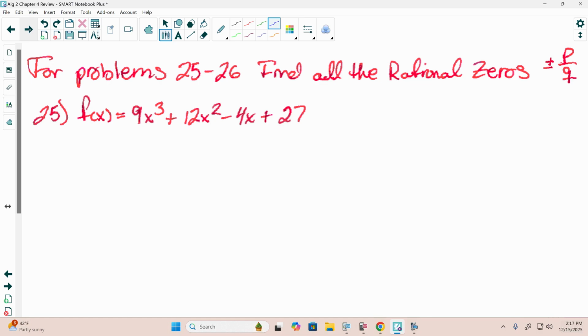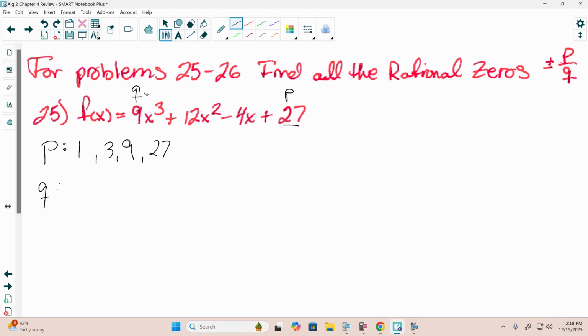For problems 25 and 26, we want to find the rational zeros. We want to find all possible rational zeros. Now, we're not actually solving this. We're just trying to find our plus or minus p over q, where p is the factors of the constant term, and q is the factors of the leading coefficient. Now, the constant term in our case is 27. So the factors of 27, well, we have 1 and 27, 3 and 9. So factors of 27, we're looking for the numbers that multiply together to give us 27. 1 and 27, 3 and 9.